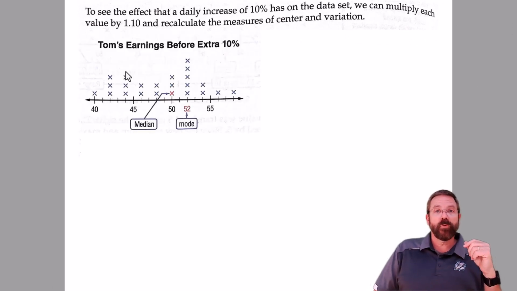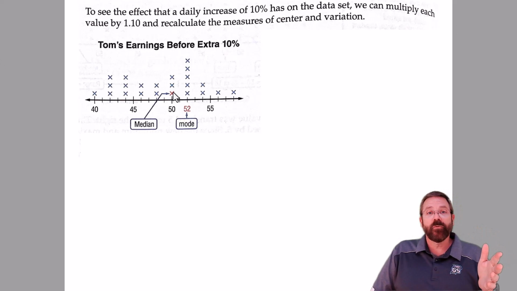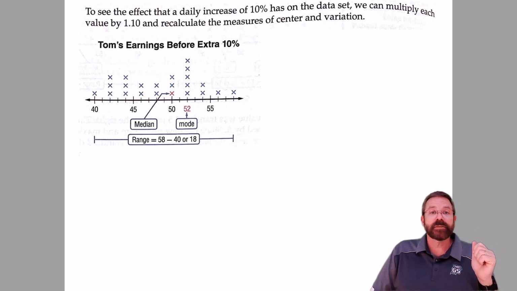We're going to start off with the same exact data set as before, which was Tom's earnings before earning an extra 10%. He has the same median, the same mode, the same range, the same mean, and the same standard deviation. We good so far? Now we're going to take that and add 10% to every single data value.